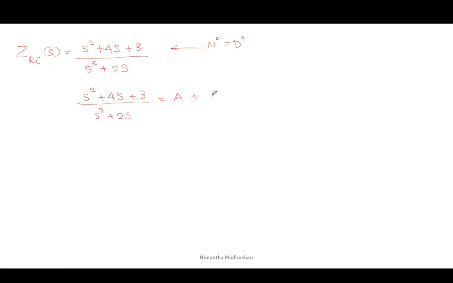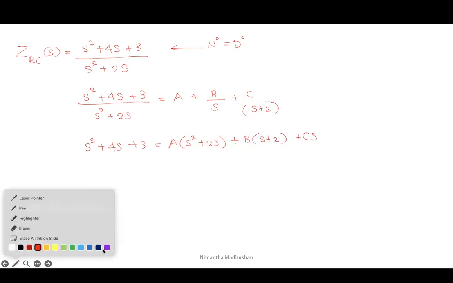A plus B over s plus C over s plus 2. This is the partial fraction expansion: the constant plus these are the two roots. Then s squared plus 4s plus 3 is equal to A times (s squared plus 2s) plus B times (s plus 2) plus Cs. Then we have to find the values of A, B and C.